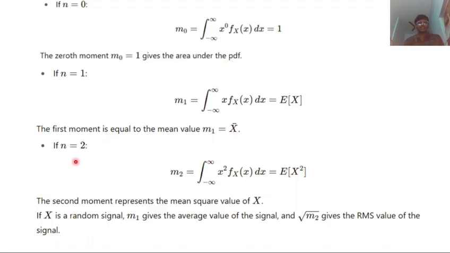In case 3, if n equal to 2, m2 equal to integral from minus infinity to infinity of x square fX of x dx, equal to E of x square. The second moment represents the mean square value of X. Note, if X is a random signal, m1 gives the average value of the signal and root m2 gives the RMS value of the signal.